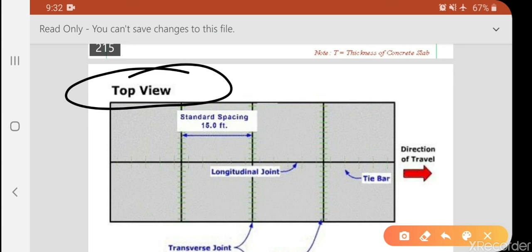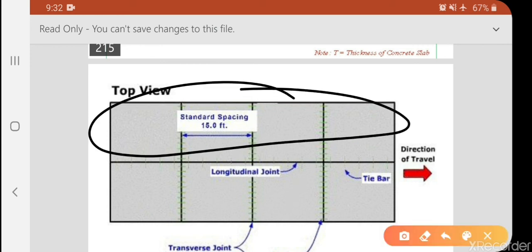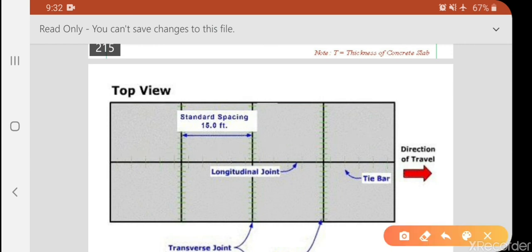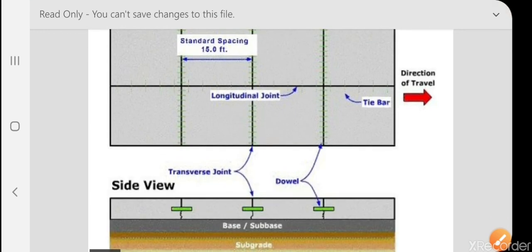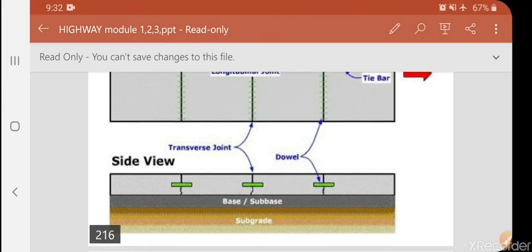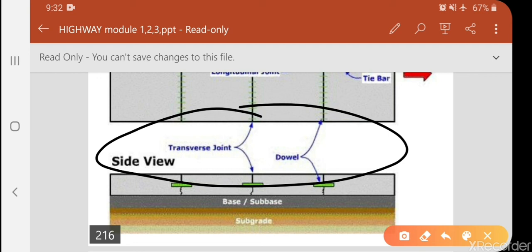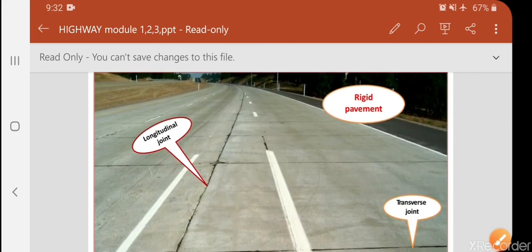And this one is the top view of our slab. The longitudinal joint to joint will have tie bars, and the standard spacing will be 15 feet. From the first to the second there will be 15 feet distance, and the direction of travel will be like this. See here, this one is the side view. These are the transverse joints, and this one is the dowel bars. Here you can clearly see subgrade, base course, surface course. Only 3 layers are there.